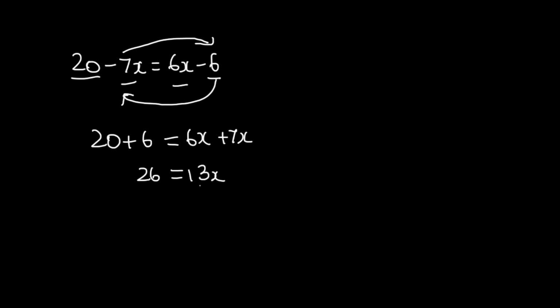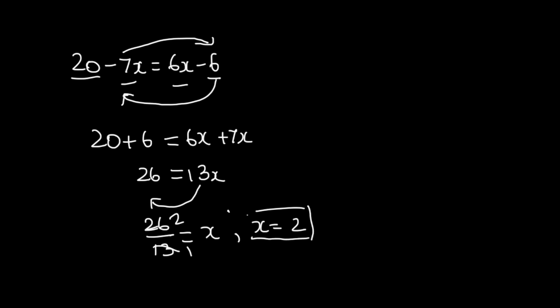Now here you need to transpose the 13, so it will become 26 by 13 is equal to x. So x is equal to 2 because 13 twos are 26, and that's how we need to solve this kind of linear equations. It's easy. Now let's take a look at another example, and after that we are going to solve a fraction-based equation, an equation which contains a fraction.